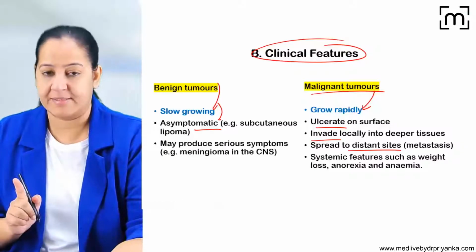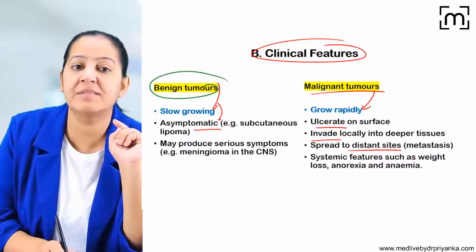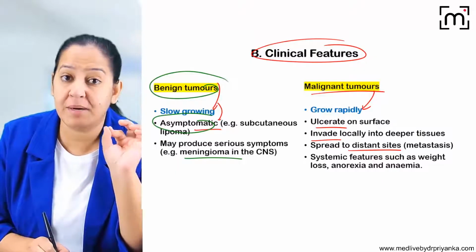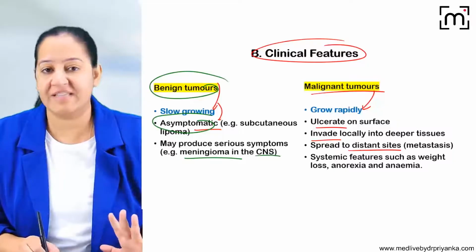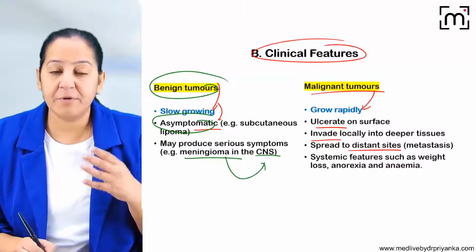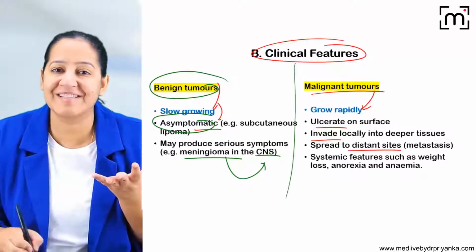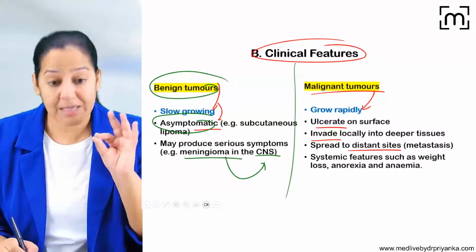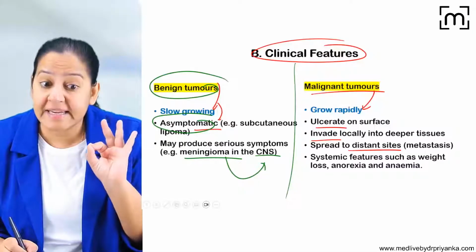Now, let me tell you one exception. I told you most of the benign tumors are asymptomatic. Now, consider meningioma. Meningioma is a benign tumor of the meninges of the central nervous system. But sometimes it can produce seizure. It can be horrible in presentation. So it is not always that all benign tumors are asymptomatic. Sometimes they may produce serious symptoms.